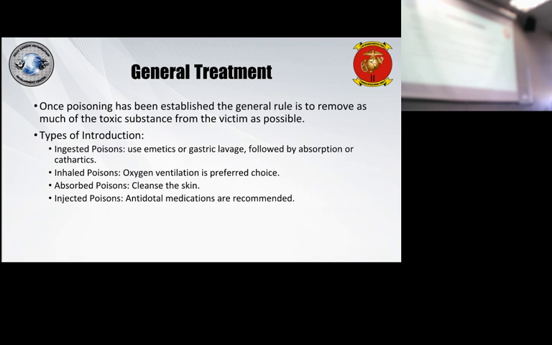General treatment. Once poisoning has been established, the general rule is to remove as much of the toxic substance from the victim as possible. The types of introduction: it can be ingested, inhaled, absorbed, and injected. On the test, when I took it, it would ask in a way where what would it mean to be absorbed or inhaled, different ways. So inhaled would be like oxygen ventilation. Absorbed is usually through the skin. They would list what it was, and you would have to pick how it was basically absorbed. Next.